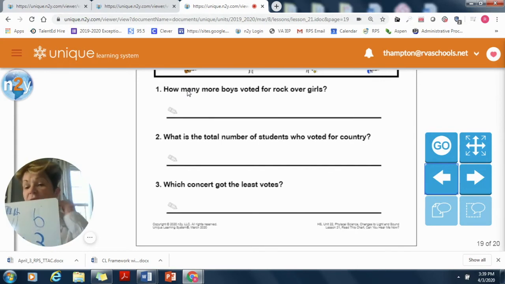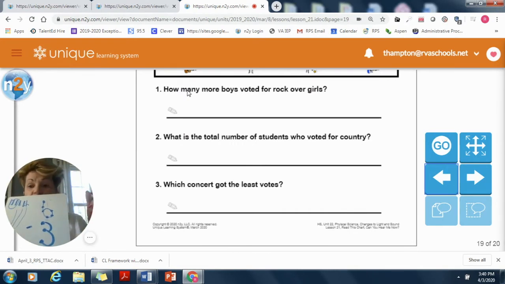Now, what is another strategy we could use? Think about it for just a minute. What's another strategy that we could use? Right, we could put our dots on our numbers. For the number 6, we're going to put 6 dots: 1, 2, 3, 4, 5, 6. And on the 3, we're going to do 3 dots.